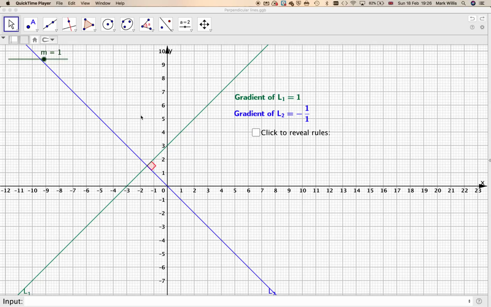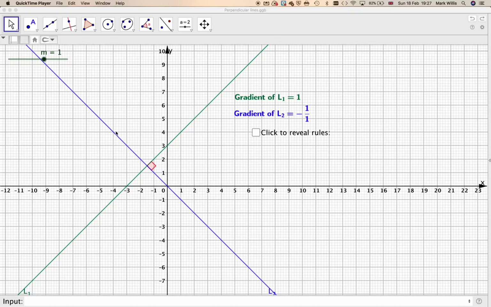In the applet, we can see that we have two lines. We have this line here, which is running this way, which has a gradient of 1. You can see for every one along, you go 1 up. For every one along, you go 1 up. And then we have this line here, and we notice that this here is a right angle. So we say that these two lines are perpendicular.